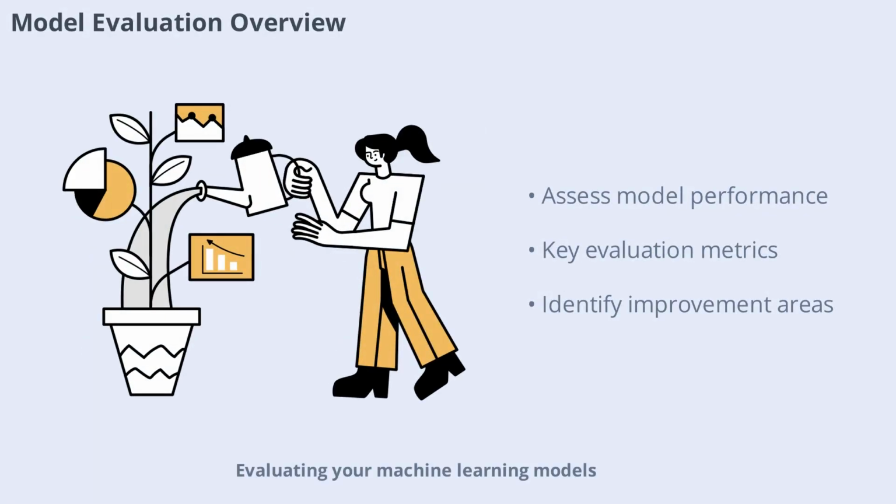Evaluating your machine learning models is critical to understanding their performance. Key metrics include accuracy, precision, recall, and the confusion matrix. Each metric provides different insights into how well your model is performing and where it might need improvement. In this section, we'll break down these concepts and show you how to interpret them.